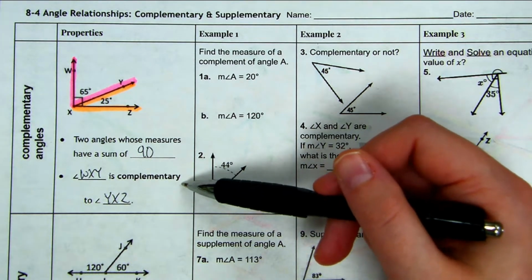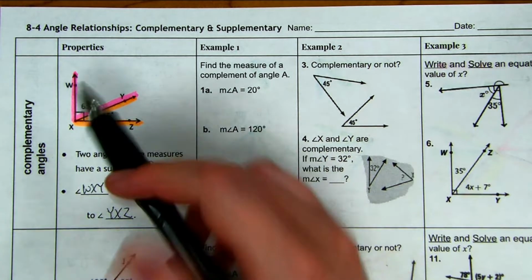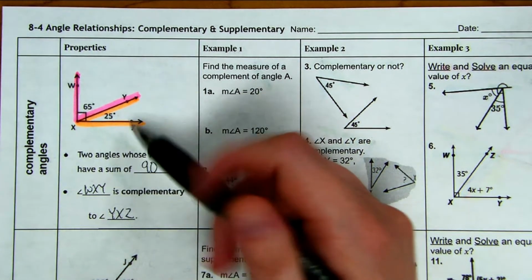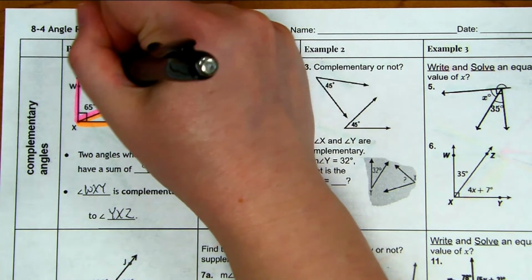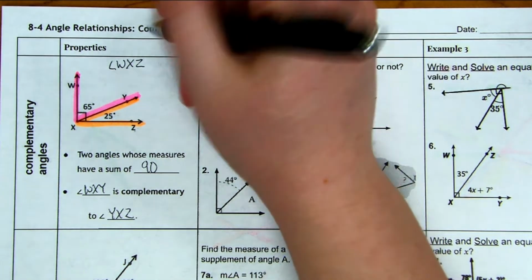Now, in this diagram, there's also another special angle, angle WXZ. We can make a note up here, angle WXZ. This is a right angle.